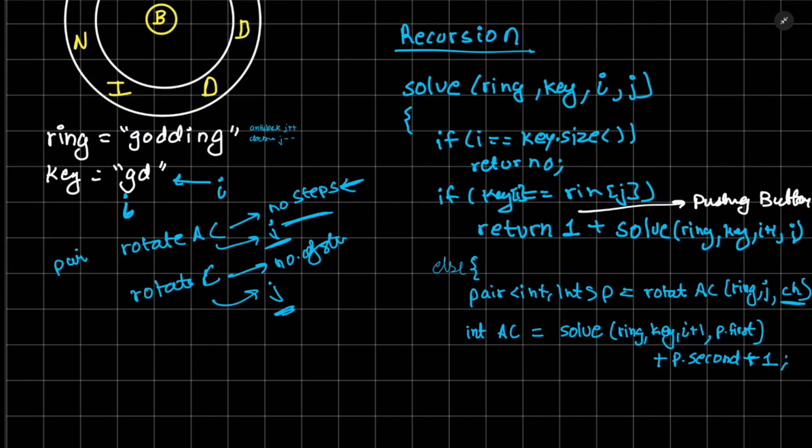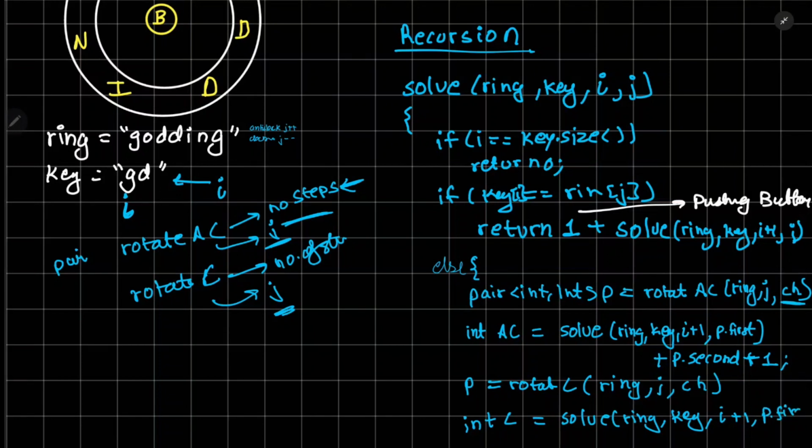That's how we have matched the character and entered into the gate. And now similarly what we'll do here is we will make calls to the clockwise. So now our p will be rotate clockwise, and it will take ring J and CH, and it will rotate it clockwise. So we'll make another variable, say clock C, in which we will call solve ring key I plus 1 and p dot first, and in this we will add the number of steps taken to rotate it clockwise, p dot second, and 1 step required to push the button.